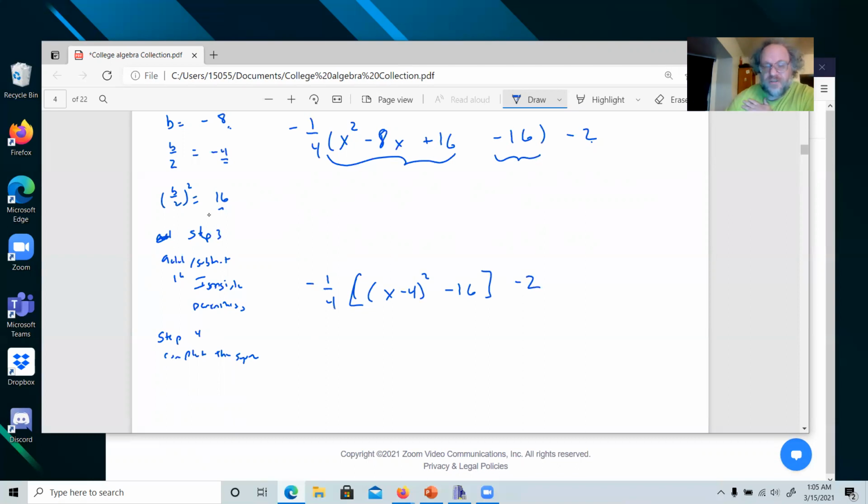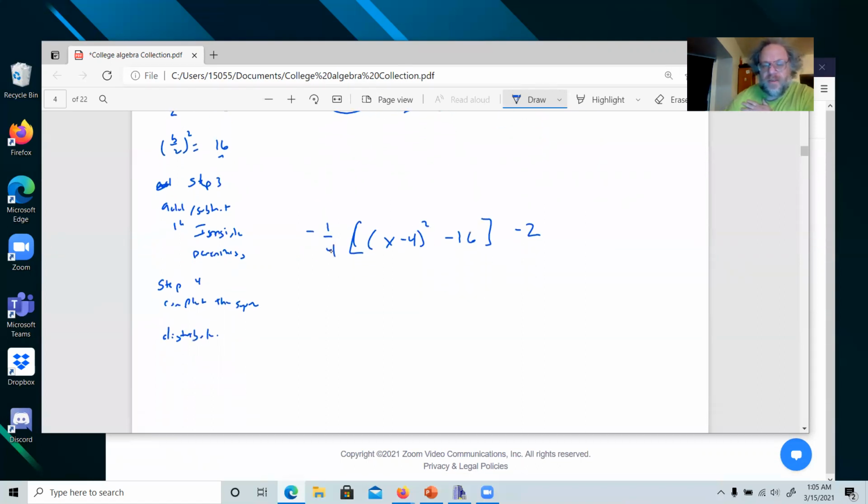Now we have to distribute. So this -1/4 gets to visit both of these pieces. Don't forget the second one. Don't do the third one, right? That's why we have the brackets. This one is not affected by the -1/4. But don't forget this one. Students get really excited, like, "Yay, I did it!" And then they forget. We have -1/4 times x minus 4 squared.